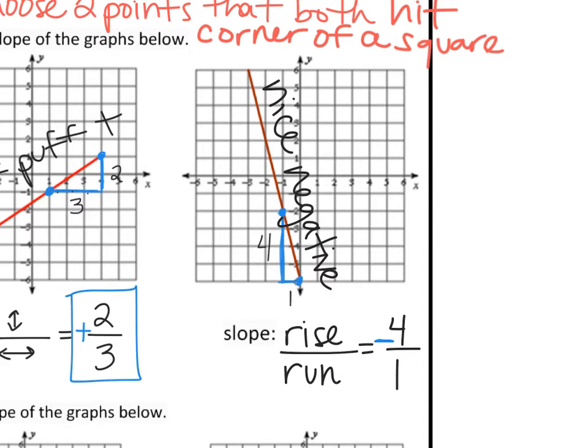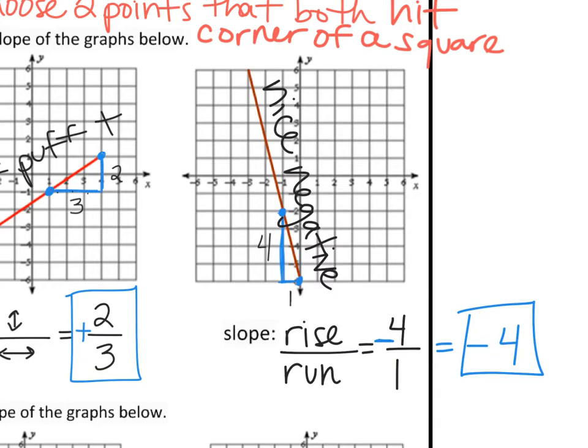Oh, but wait a second. Can that be simplified? Probably. What can it be simplified to, Alice? To -4. So go ahead and divide by 1. So the final answer is -4.